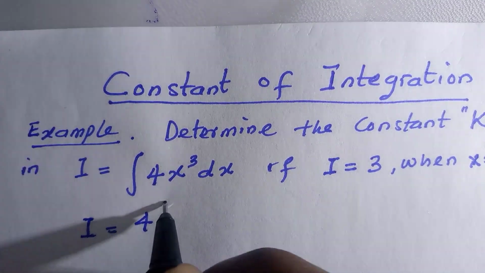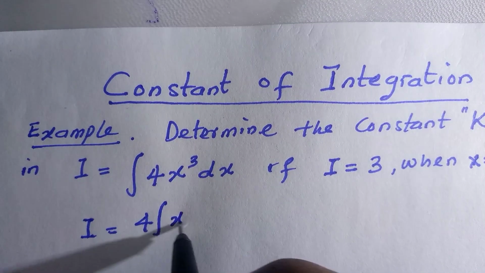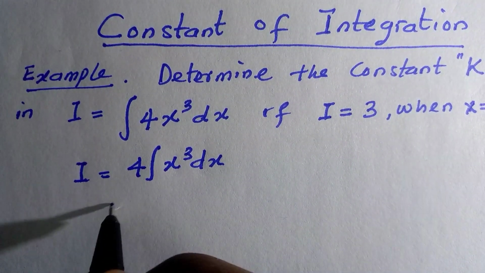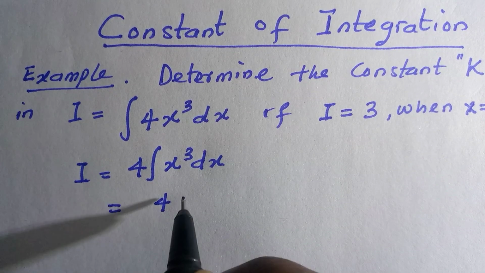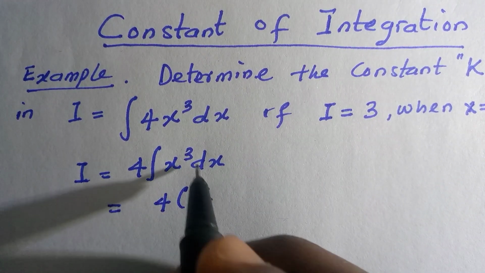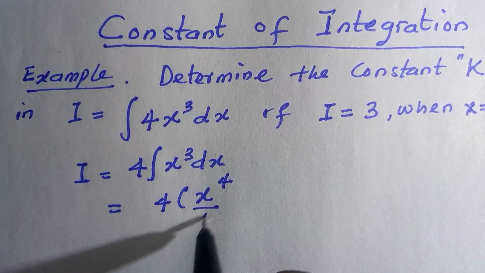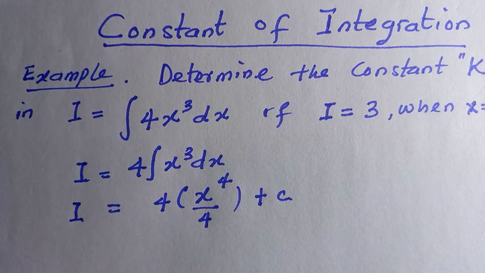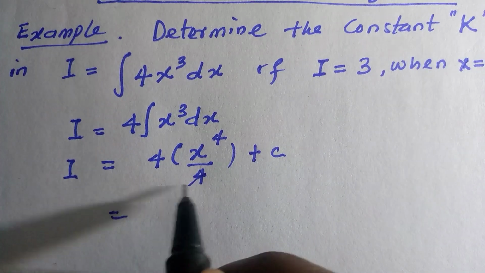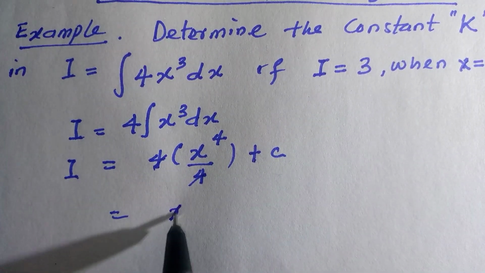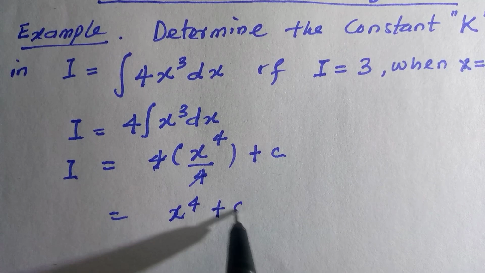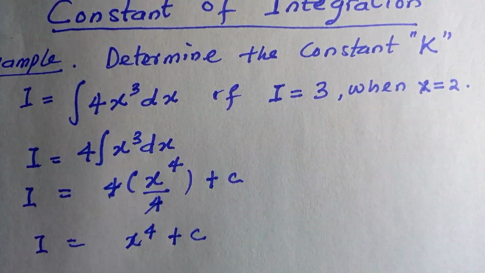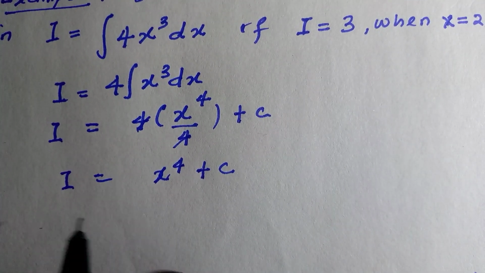We have 4, we take it out. Integral of x raised to power of 3 dx. By integrating this, we have 4 times x raised to power 4 divided by 4, plus the constant. The 4 cancels the 4, and we have x raised to power of 4 plus c. But from the given parameters, we have I is 3, s is 2. So we are going to put it in this.